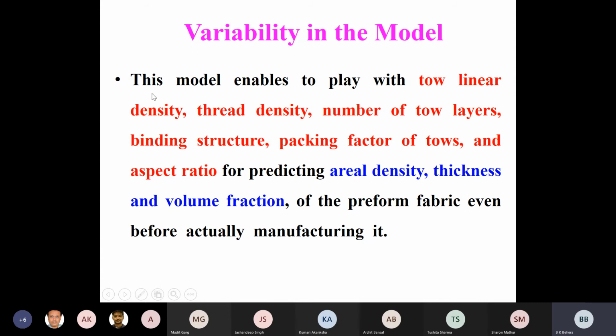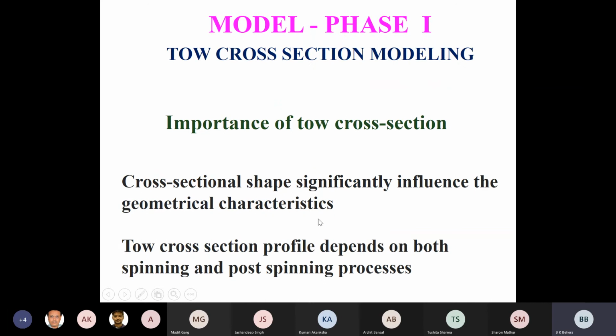So we will be using these red-colored ones as input parameters to this model, and our output parameters, that is what we want to predict from these, are areal density, that is GSM, thickness of the fabric, let's say in millimeter, and fiber volume fraction. So it is a fraction. There is no unit. Normally we express it in percentage maybe. Okay. So let us proceed further.